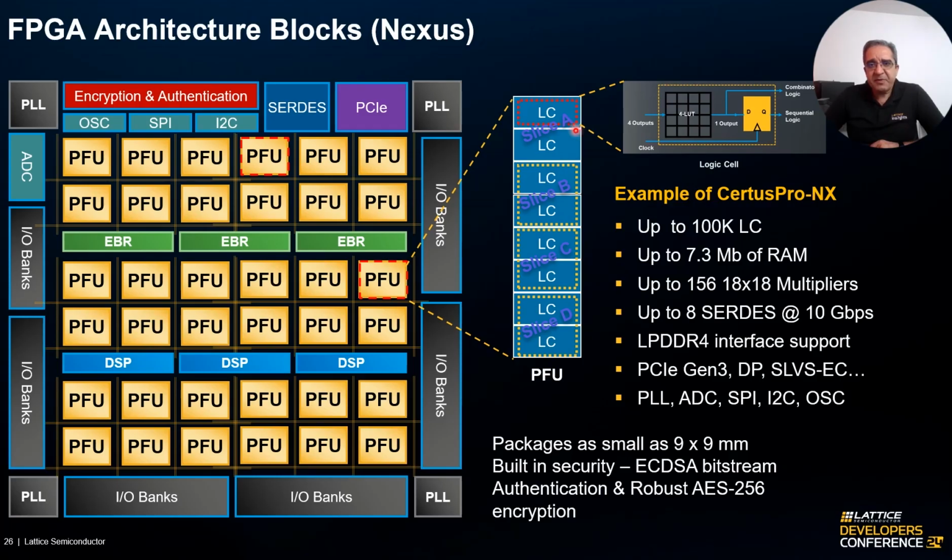They are named for reference A, B, C, and D, and this is useful when you use the software. You'll be able to identify how logic is implemented within the design. So there are thousands of these PFUs in the fabric, associated with EBRs, DSPs, IO banks, and other hardware functions like ADC, OSC, SPI, I2C, some security features built in, and high-speed SerDes. That's the architecture of the Certus Pro NX FPGA.